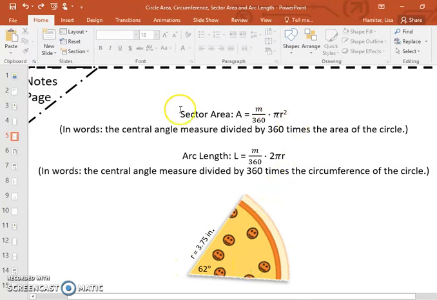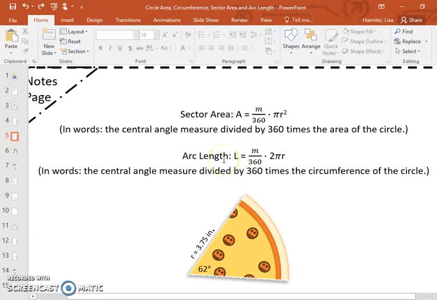So to find the sector area of a piece of pizza, you would need to take M, which is represented by the degree of your central angle. You would say 62 over 360, and then multiply that by pi times 3.75 squared, and that would give you your sector area. It's finding a piece of the original. So just type it in and pay attention to your directions, whether they want the answers in terms of pi or an actual decimal answer.